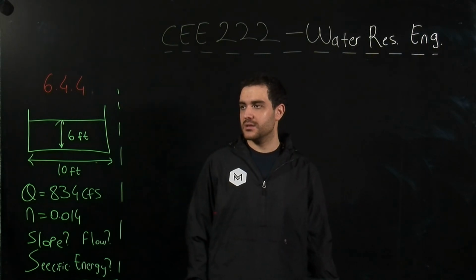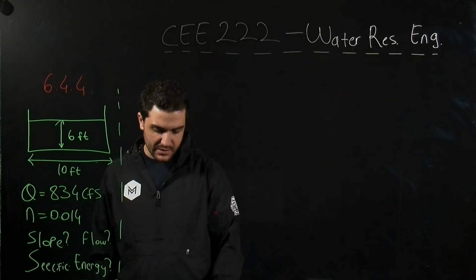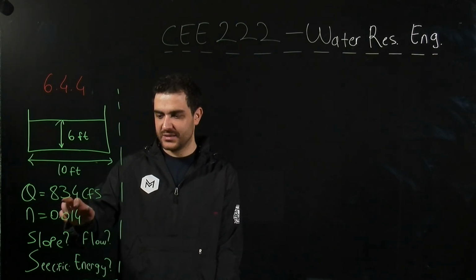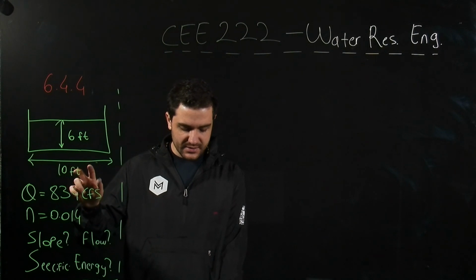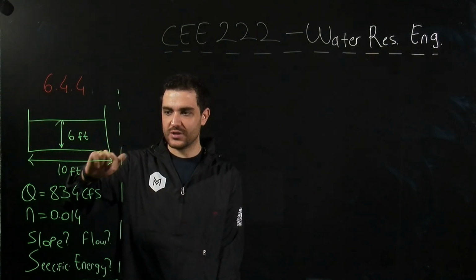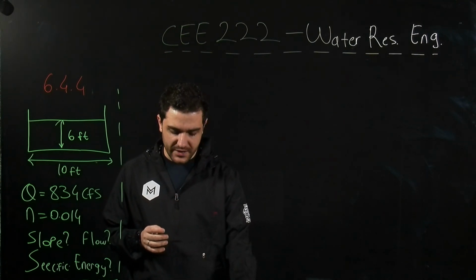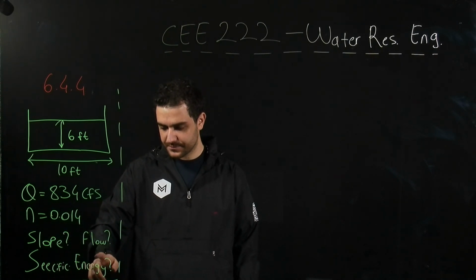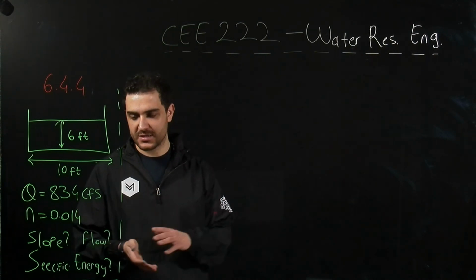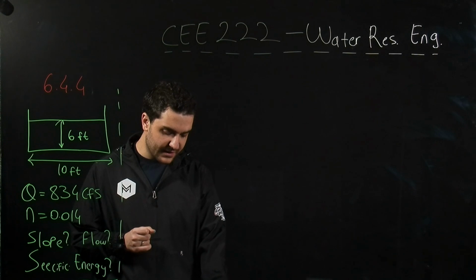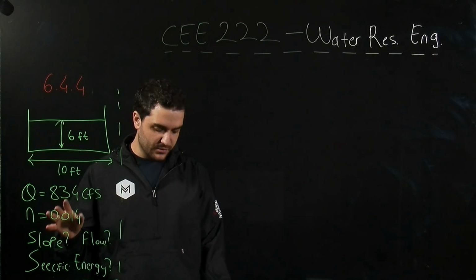Okay, question 3, 6.4.4. Let me first read the question. So here we have a flow of 834 cubic feet per second, and we have a 10 feet wide and 6 feet depth rectangular channel, as you can see here. So here we need to find a few things. First of all, we are going to find specific energy of the channel. The second one, we will determine if the flow is supercritical, subcritical, or critical. And finally, we are going to find the slope that must be provided to produce a uniform flow at this depth.